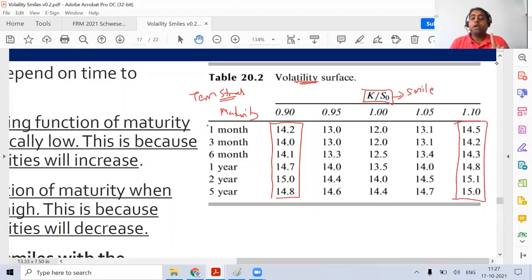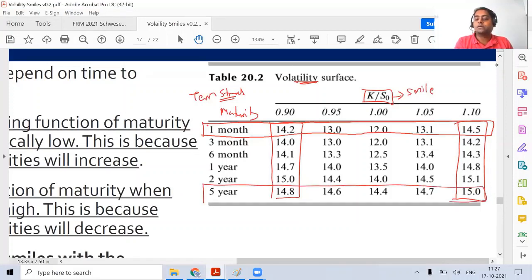Now, if I want to show you volatility smiles, if I see in this diagram, volatility smile is also there. But then I will have to keep the term structure as constant. Right? So if I look at this, this is my volatility smile, keeping 1 month as term structure. Similarly, this is also my volatility smile. All good. I want you guys to visualize.